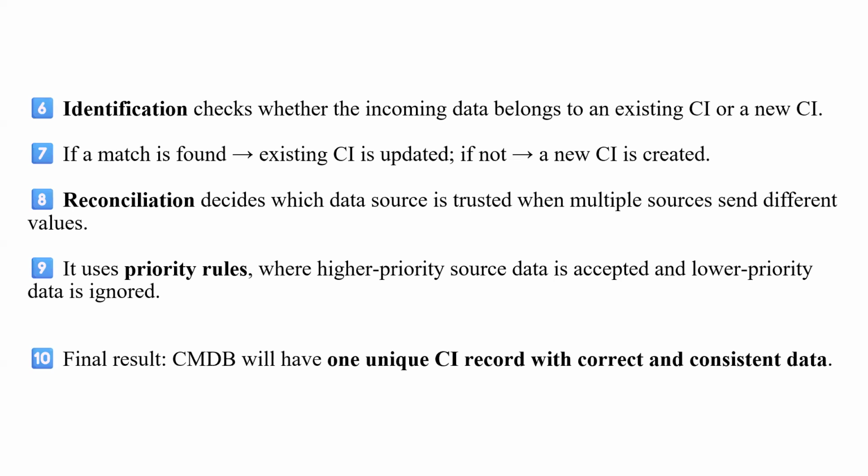The same logic applies here. Then reconciliation decides which data source is trusted when multiple sources send different values. This means that when there is conflicting information, the system chooses the most reliable source. For example, if your eyes and someone else give different information, your brain decides which one to trust more. So it uses priority rules where higher priority source data is accepted and lower priority data is ignored. This means that every data source has a priority level and the system always accepts data from the higher priority.